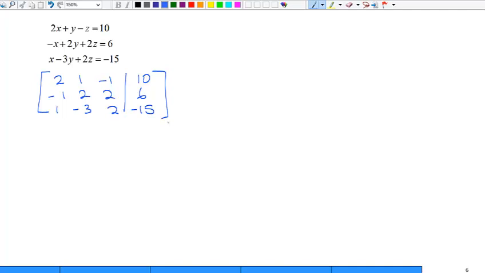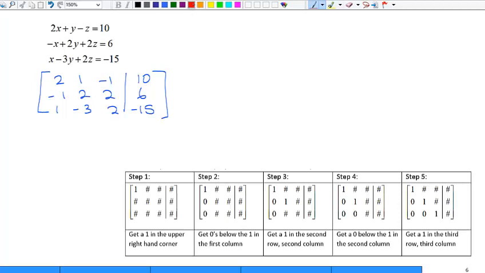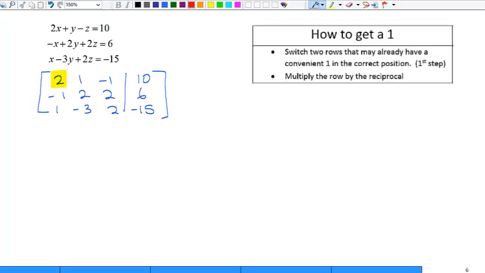Once we have our augmented matrix, I need to get the matrix in reduced row echelon form. So in order to get it in row echelon form, the first thing I need is a 1 in the upper left-hand corner. The ways to get a 1 are to change two rows if you already have a convenient one, or to multiply the row by the reciprocal. If I multiplied the first row by the reciprocal, I would get a fraction right away, because 1 divided by 2 is a half, which is a fraction.